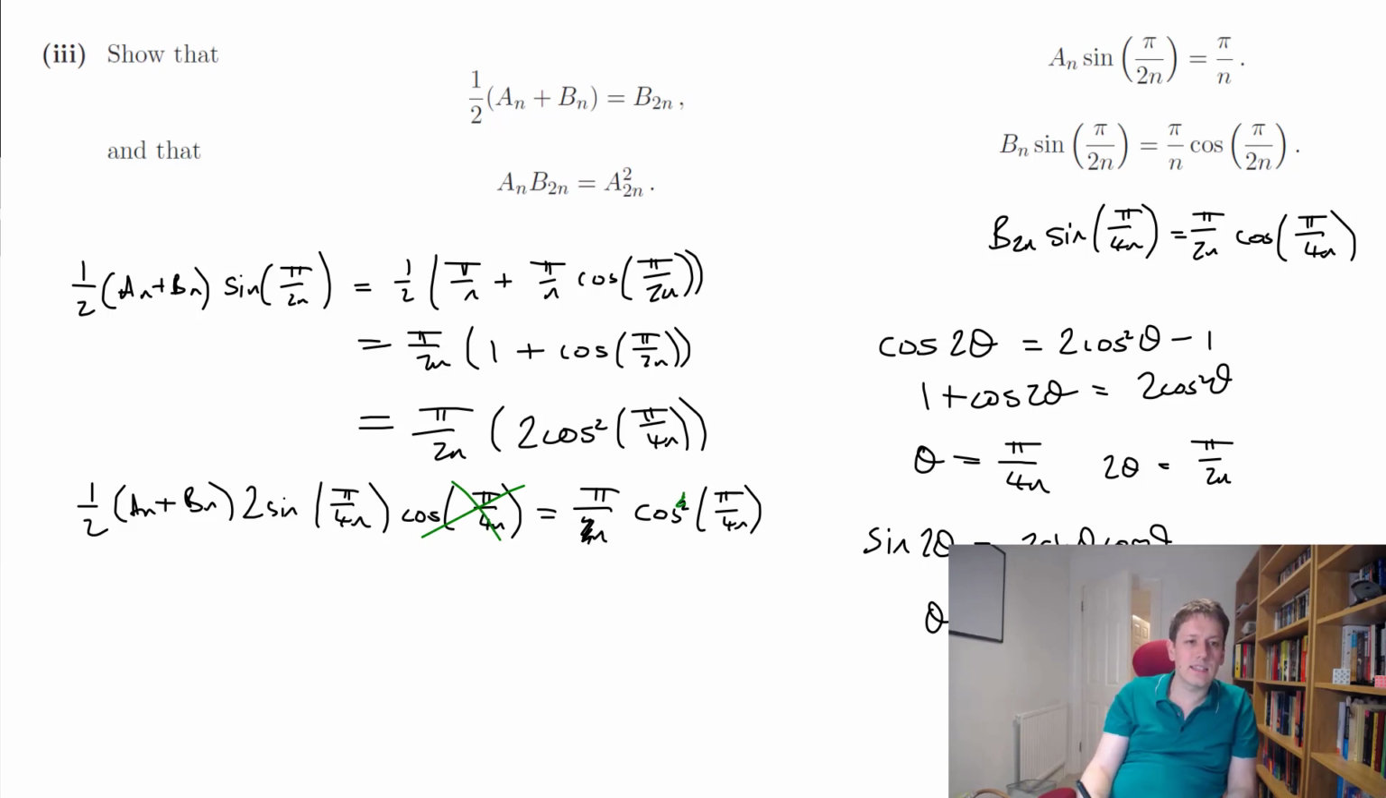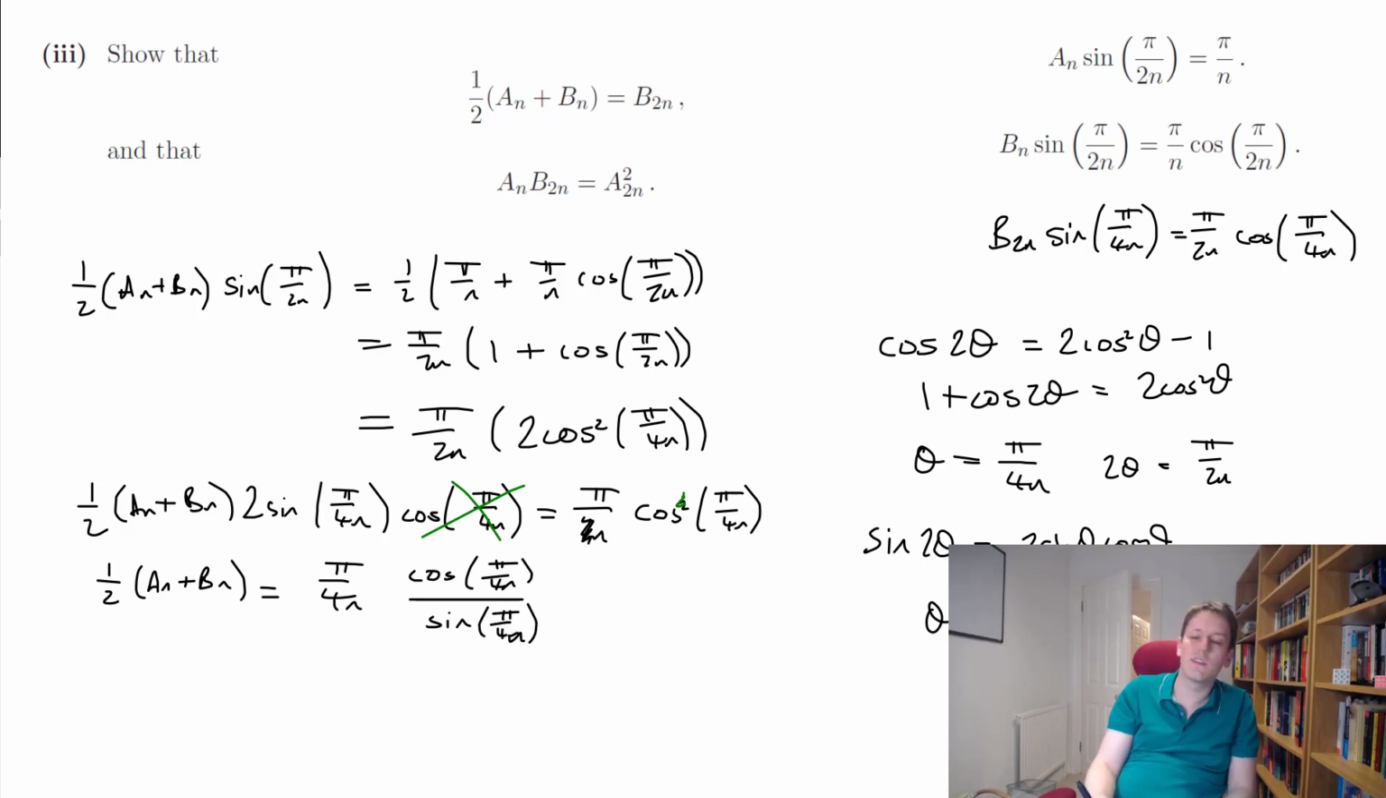Okay, and then if I move the 2 sine pi over 4n to the right hand side by dividing by it, I get 1 over 2 an plus bn is pi over 4n times cos pi over 4n over sine pi over 4n. And if you look at this statement here about b of 2n, well, if you just pull that sine pi over 4n down here, that's exactly what we've got here then.